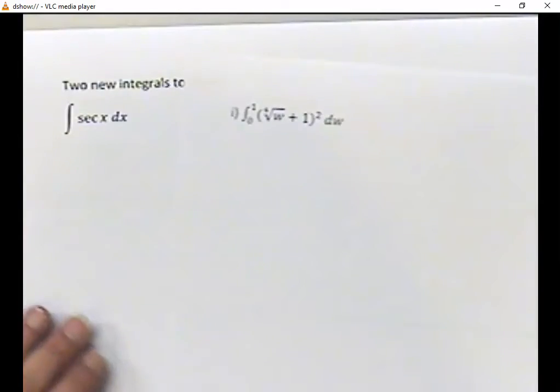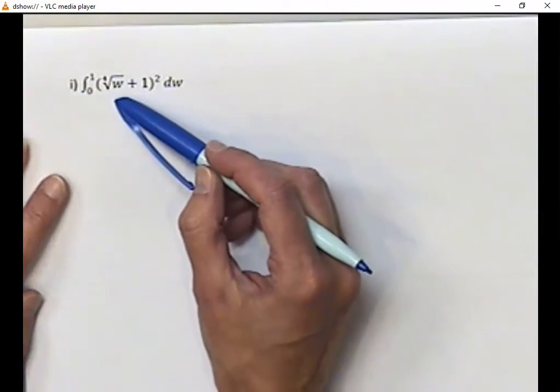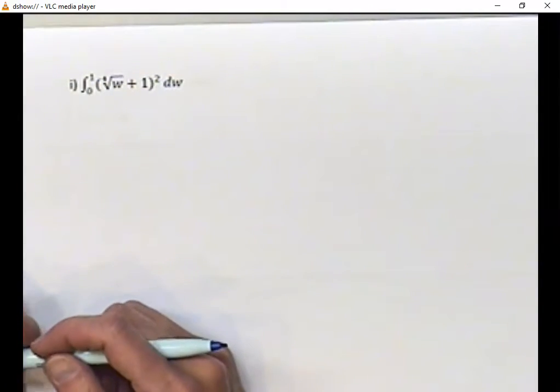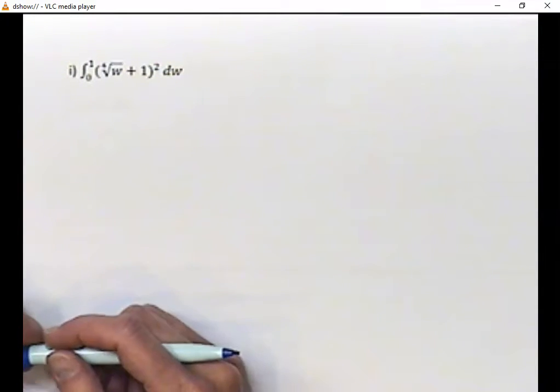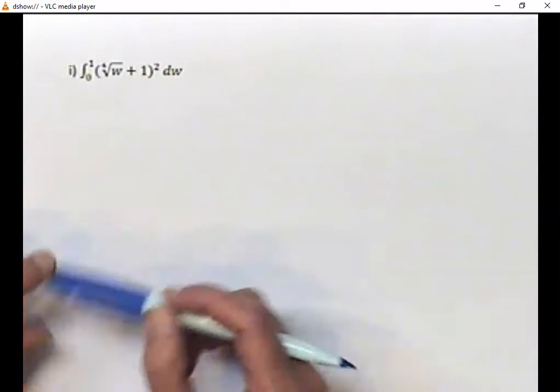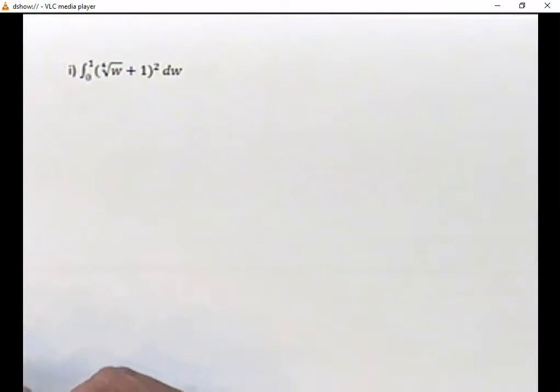Okay, so let's see. One more for us to do. This one has some limits, 0 to 1. We have the 4th root of w plus 1 squared dw. Okay, so let's think about how to integrate this one. Usually can't integrate this one just as it is because we have terms inside the squared here. Any thoughts on this one?